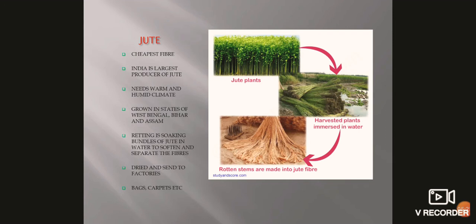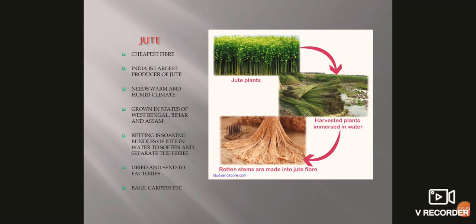The next most important fiber is the jute. Jute is again a plant fiber. It is also the cheapest fiber, but unlike cotton, it is not soft. India, in fact, is the largest producer of jute. It needs a warm and humid climate. In India, jute is grown in the states of West Bengal, Bihar, and Assam.